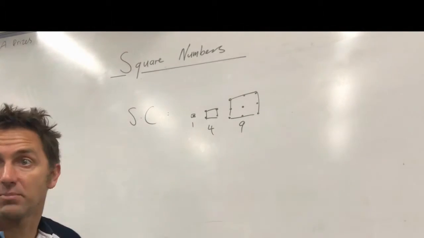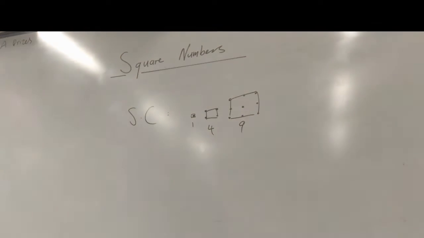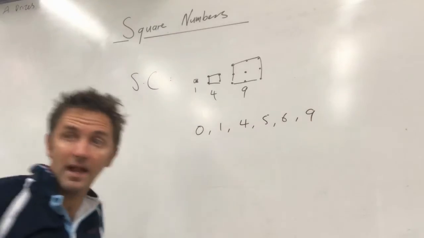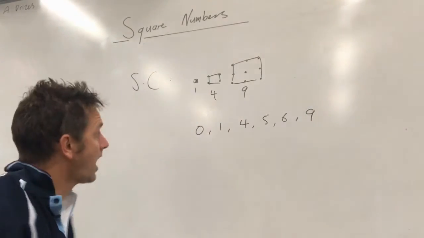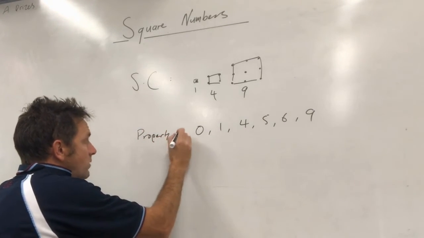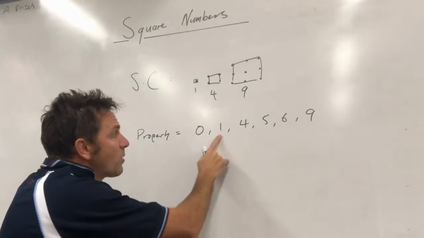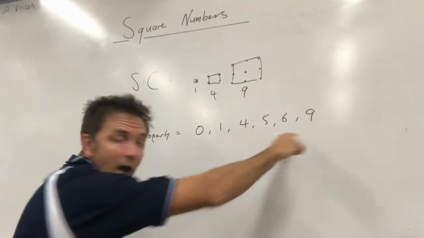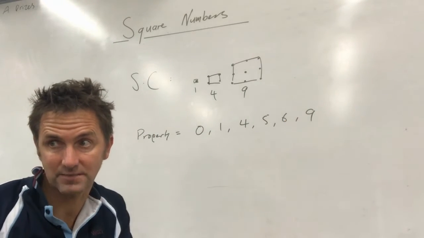One property, for example, is that square numbers can only end with 0, 1, 4, 5, 6 and 9. Okay? Alright, let's go.